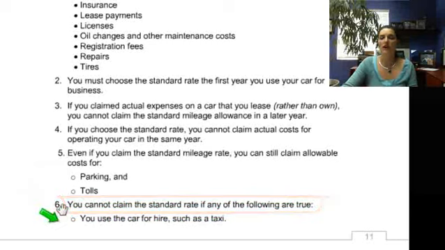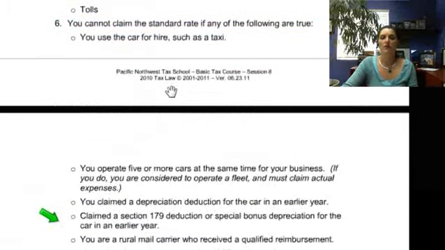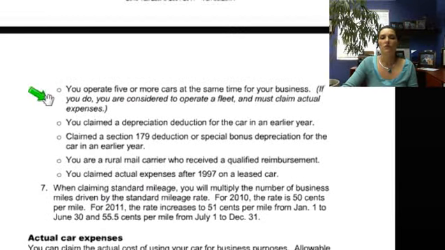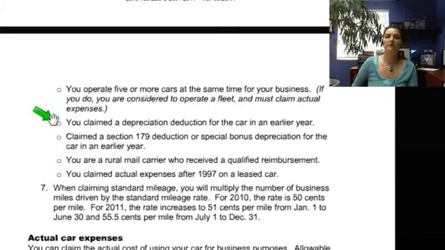Number one, you use your car for hire, such as a taxi, or you operate 5 or more cars at the same time in your business, because if you do, you are considered to operate a fleet, and then you must claim actual expenses. Also, if you claim depreciation deduction on the car in an earlier year, you are not allowed to claim the standard mileage rate this year.